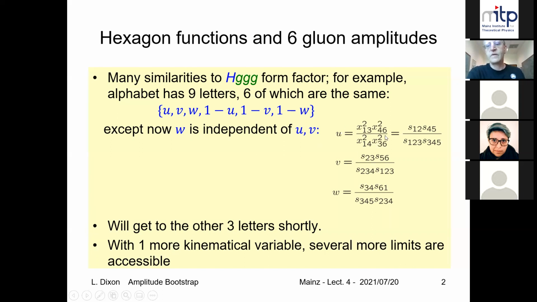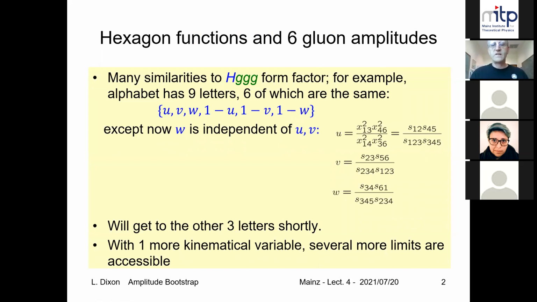As we were describing before, in the 6 gluon amplitude, U, V, and W represent true cross ratios that have 2 Mandelstam variables in the numerator and 2 more in the denominator. We'll get to what the other 3 letters are shortly. But first, I just want to mention that now that we have a third kinematical variable, instead of just a 2-dimensional kinematic plane, we have a full 3-dimensional space of kinematics.